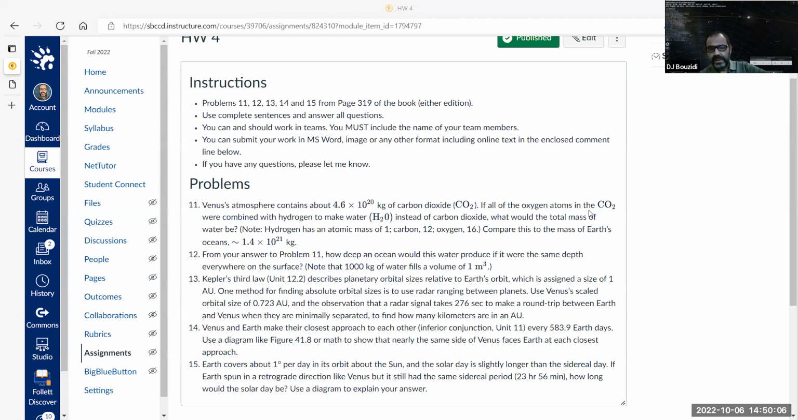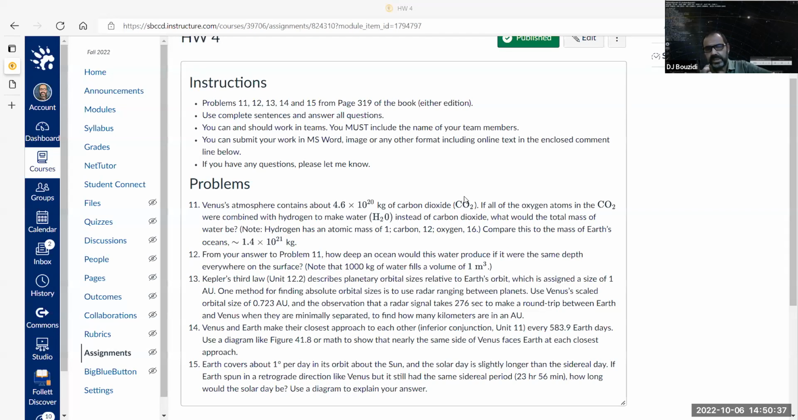If all of the oxygen atoms in the CO2 were combined with hydrogen to form water. So basically, here is how the problem works. You know how much carbon dioxide you have, which is CO2. What you want to do is remove the oxygen out of it. You need to know the atomic masses to do this problem. Carbon has an atomic mass of 12. Oxygen has an atomic mass of 16, but you have 2 oxygen in there.